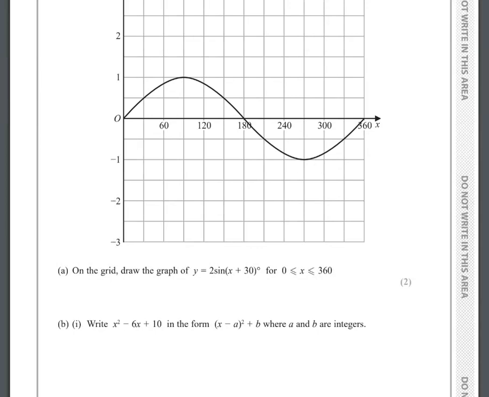So, first of all, we're going to do the graph of sine of x plus 30, so that just brings it back by 30 degrees. So we just have to bring every point back. So any point you can see, let's cross this over, let's bring those back 30 degrees. Okay, and then so that would be this one.